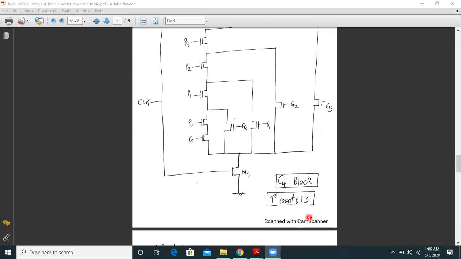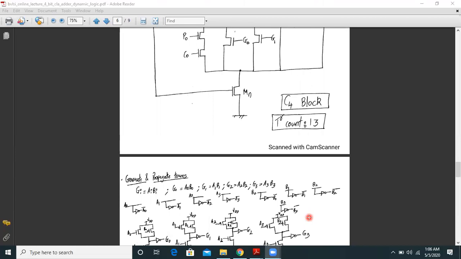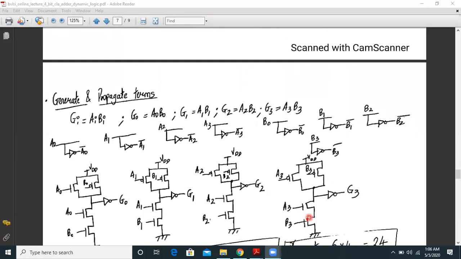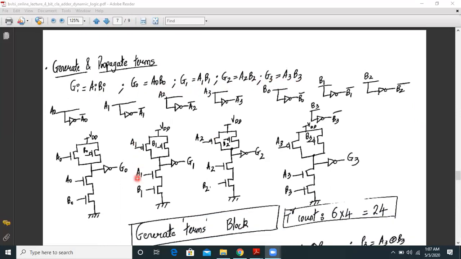Now let us go to generate and propagate. We have earlier seen in the earlier video lecture about generate and propagate terms. We'll describe it quickly this time. The generate expression is Gi equal to Ai Bi. So G0 will be equal to A0 B0, G1 will be equal to A1 B1, G2 will be equal to A2 B2, G3 will be equal to A3 B3. We can implement it using static CMOS logic as follows.